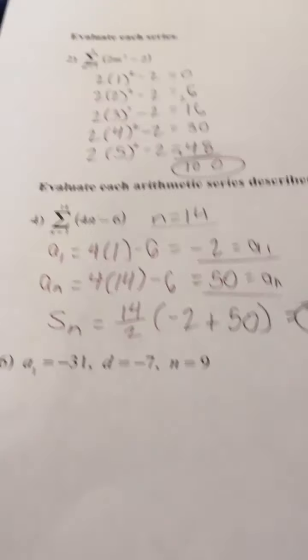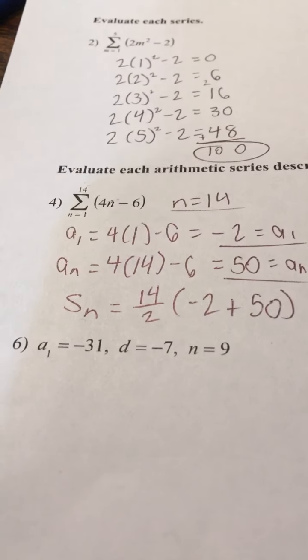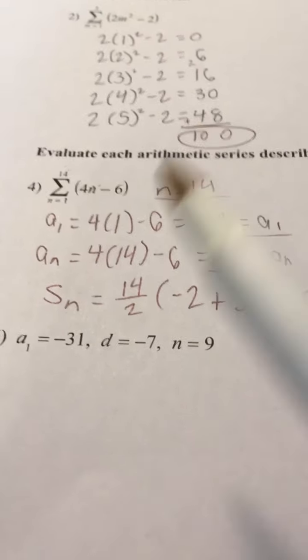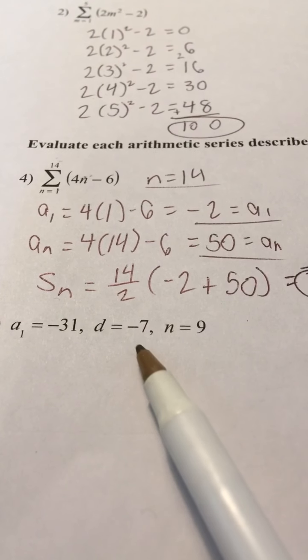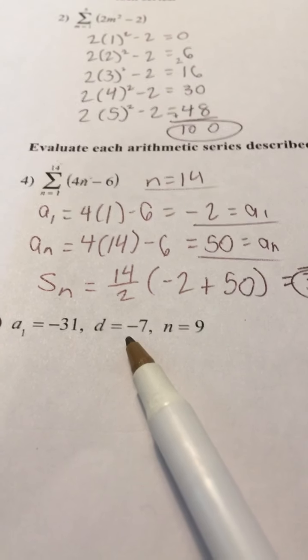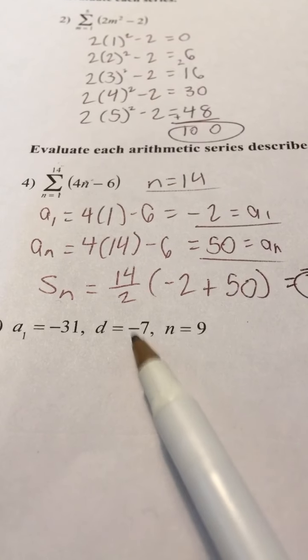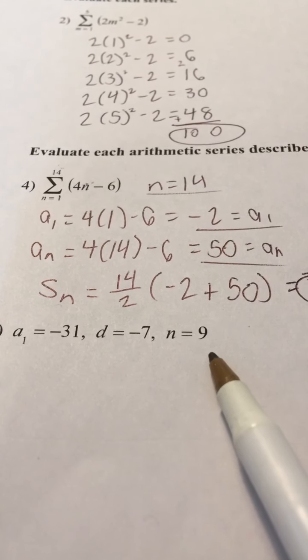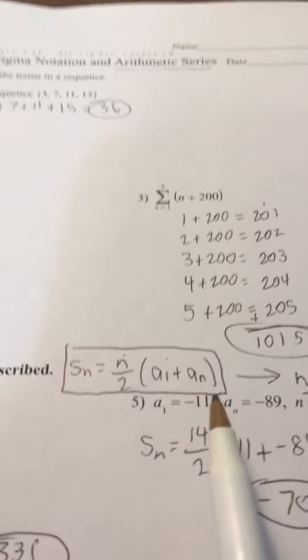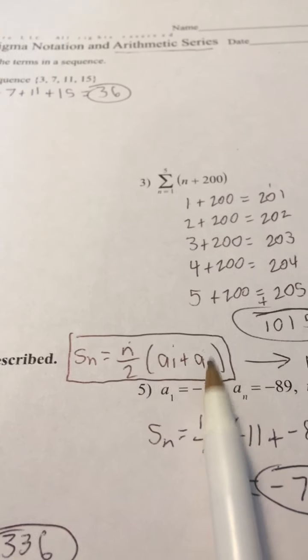You look at number 6. Now, I want to find the sum. It's asking me to evaluate the series. Now, it tells me A1. It tells me D. What's D stand for again? Common difference. It's what's being added or subtracted each time. And it gives me N. What does it not give me that I need for my formula? It does not give me A of N.